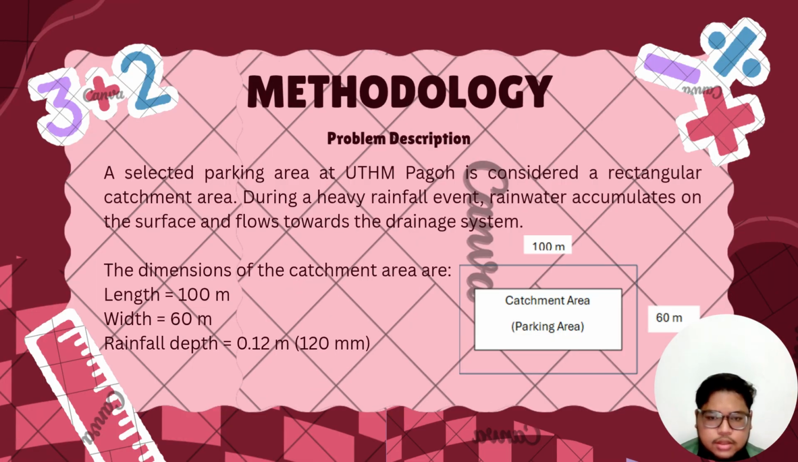Okay, next is the first methodology, problem description. This project focused on stormwater runoff in a selected parking area at UTHM Pagoh. The parking area is considered a rectangular catchment area where rainwater flows towards the drainage system during heavy rainfall. The dimensions are 100 meters in length and 60 meters in width, with a rainfall depth of 0.12 meters or 120 millimeters.